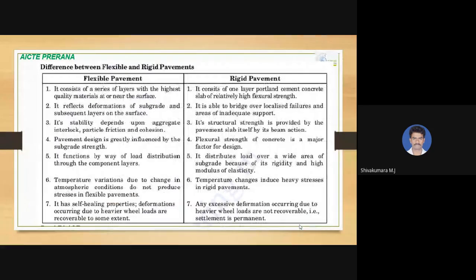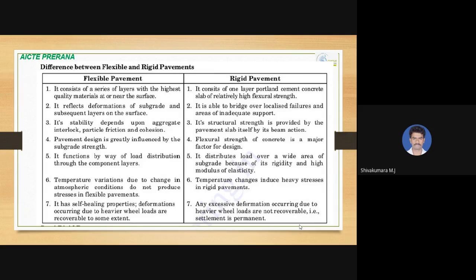Some of the differences between flexible and rigid pavements. Flexible pavement consists of a series of layers with the highest quality of materials near the surface, whereas a rigid pavement consists of one layer of a Portland cement concrete slab of relatively higher flexural strength. Flexible pavement will reflect the deformations of subgrade and subsequent layers on the surface of the pavement, whereas rigid pavement is able to bridge localized failures and areas of inadequate support.